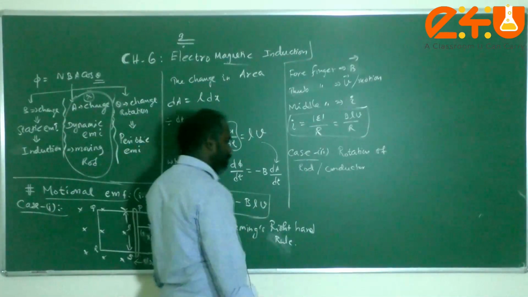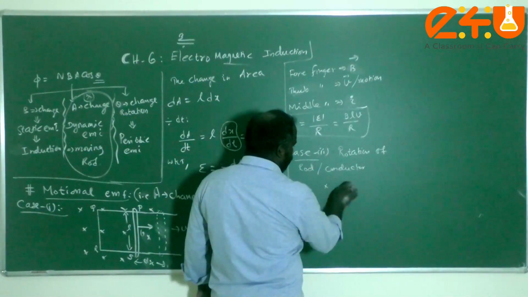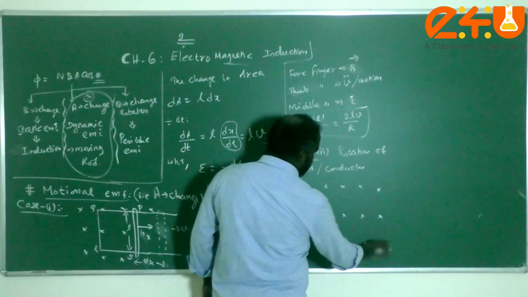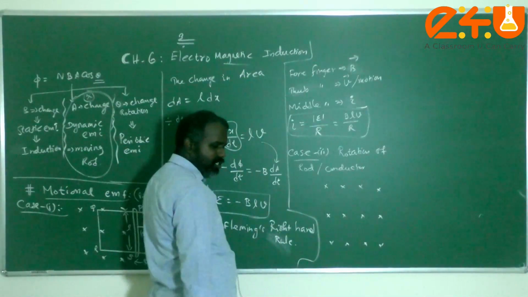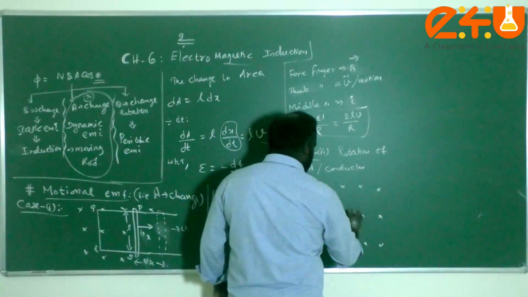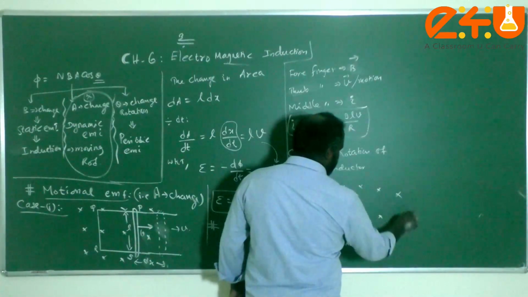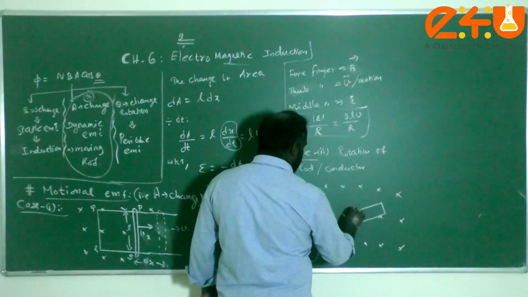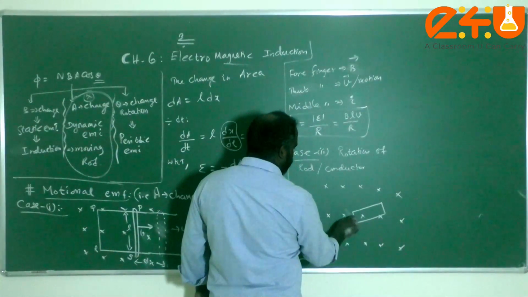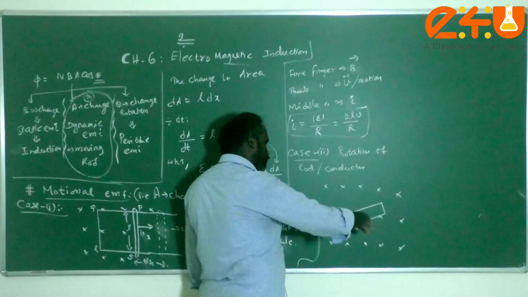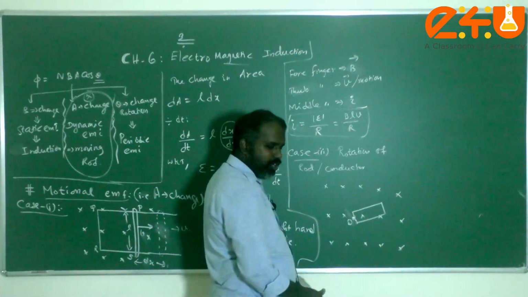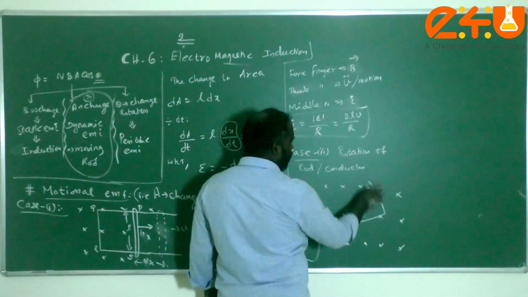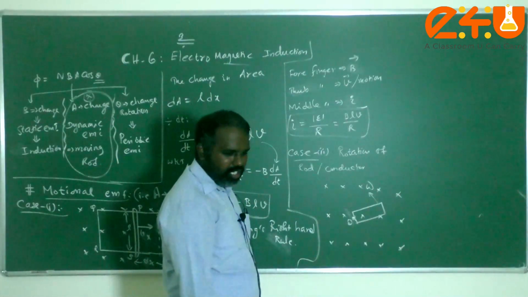Let us assume there is a uniform magnetic field, for example in the normally inward direction. Let us consider there is a rod of length L which is rotating about the point O. This is the axis of rotation, perpendicular to the plane of the board, and the rod is rotating, for example, in the anti-clockwise direction with angular velocity omega.